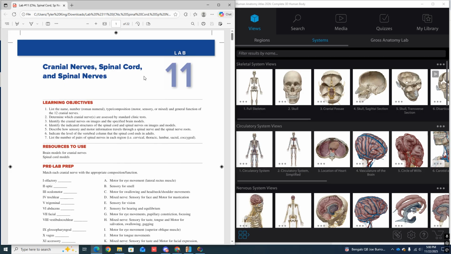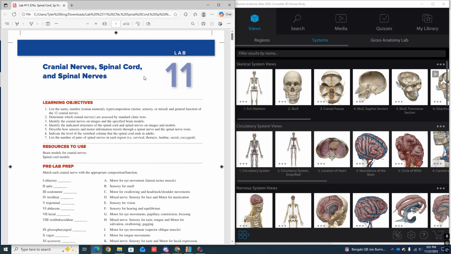Okay, so there are 7 different learning objectives here that we want you guys to know. A lot more than last week, but that's okay because this is stuff that we are super capable of doing. For the cranial nerves, we want you to know the name, the number, the type/composition (motor, sensory, or mixed), and the general function of the 12 cranial nerves. Determine which cranial nerves are assessed by standard clinical tests, which we saw with those questions, where a clinician asks you to do something and you say which cranial nerve is being tested. Perfect example. Identify the cranial nerves on the images and the specified brain models, as we had.